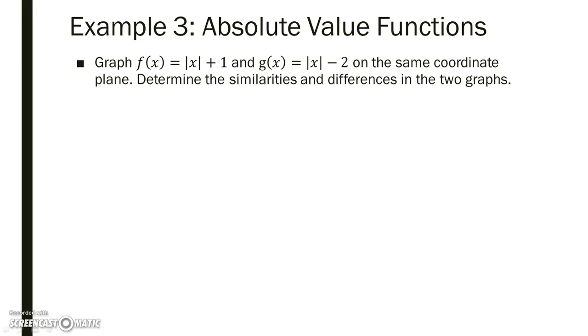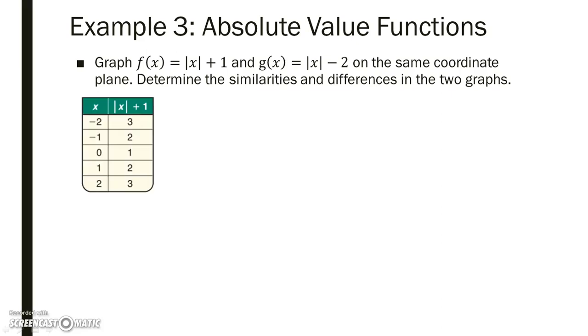So we're going to do absolute value functions. We're going to graph the absolute value of x plus 1, and we're going to graph the absolute value of x minus 2 on the same coordinate plane. We're going to determine the similarities and differences in the two graphs. So we're going to first find several ordered pairs for each function. For both of our graphs, we're going to use -2, -1, 0, 1, and 2. We're going to substitute them in.